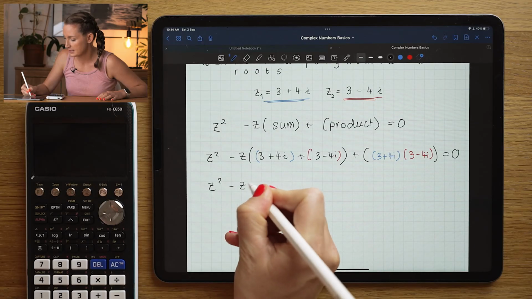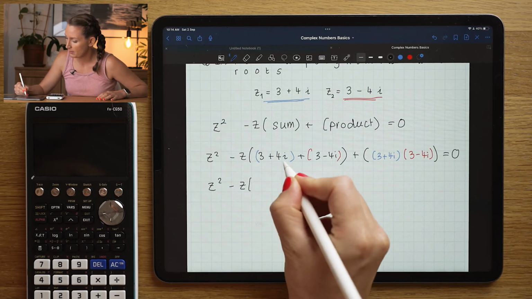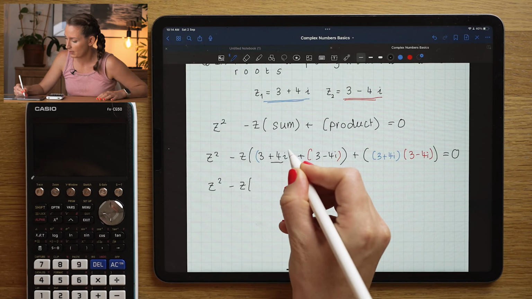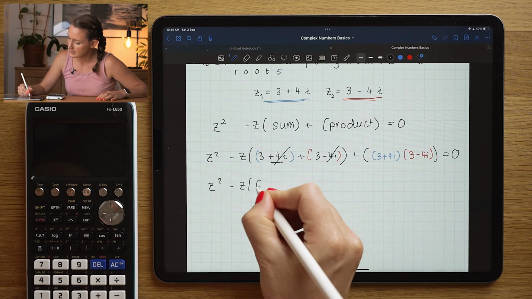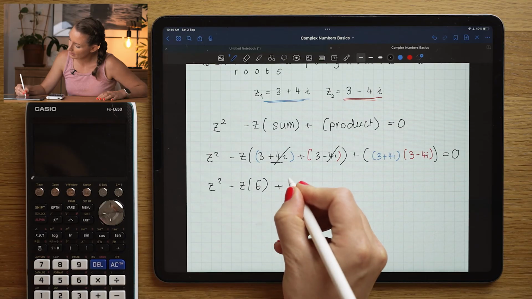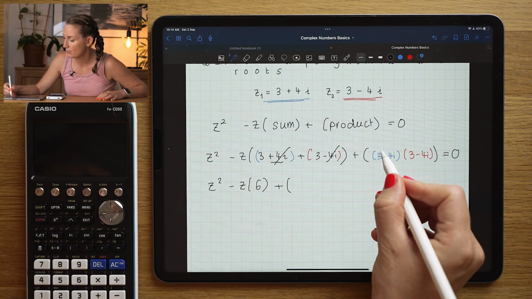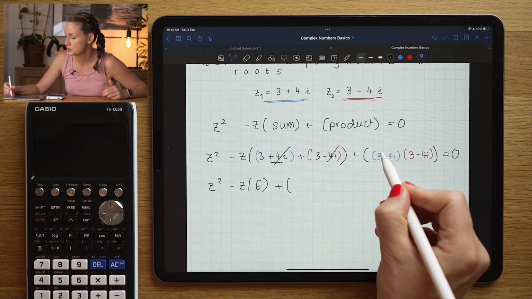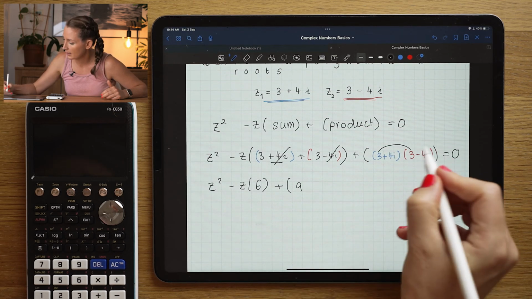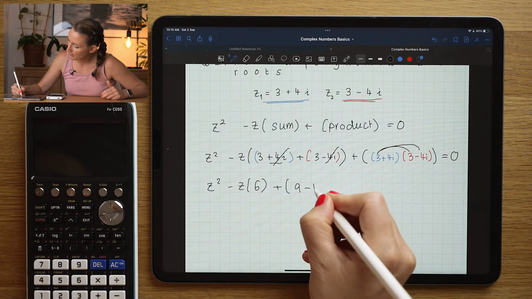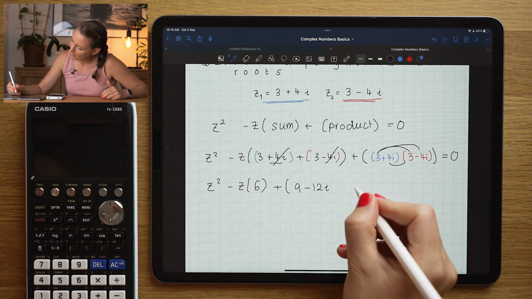Okay, so let's add these together. Because they're conjugate, the imaginary parts would actually cancel out. I've got plus 4i minus 4i. That would be 0. 3 add 3 is 6. Now here I need to multiply these out. And remember, you can check out the first series where I teach you how to multiply brackets with complex numbers. That would be 9. That would be minus 12i plus 12i.